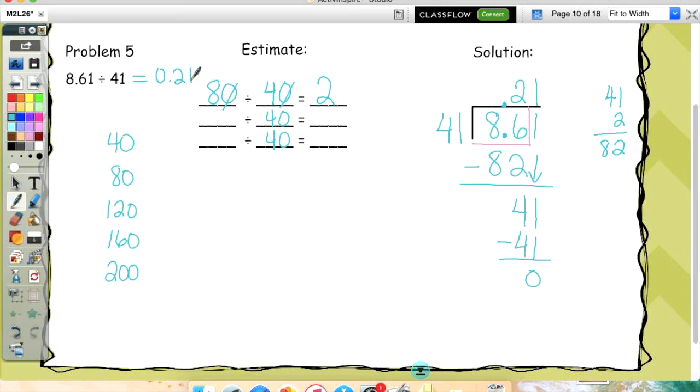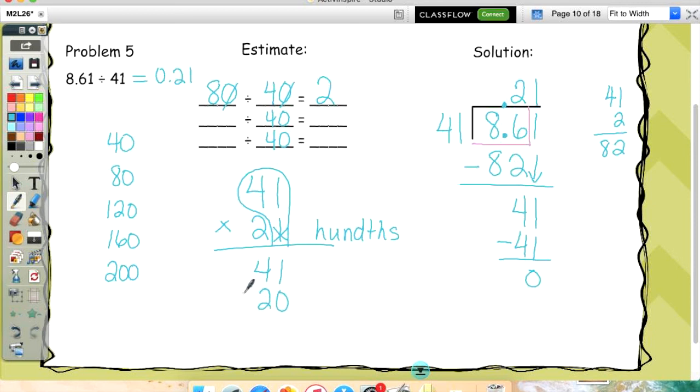So I'm going to do 41 times 21, and this is 21 hundredths. You can put the decimal in the problem if you want. Is this still turtle head? Yes. Gonna try and beat Yondell here.